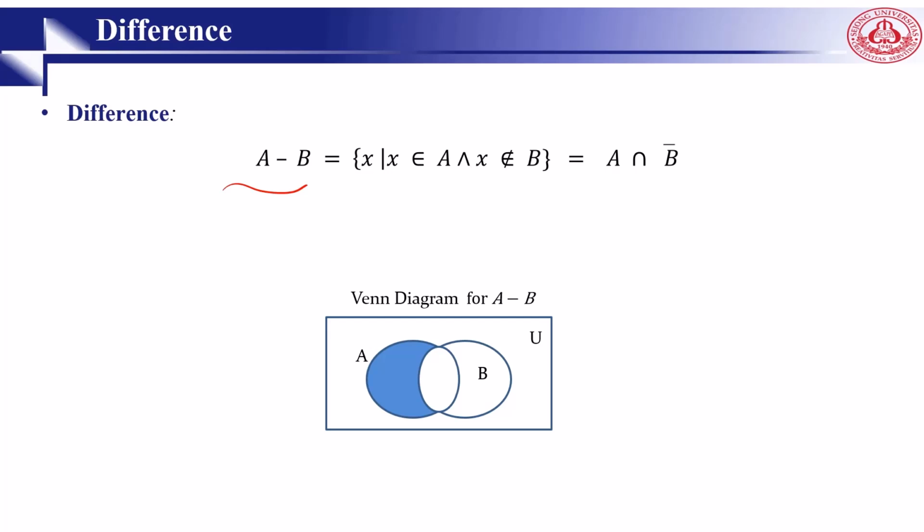Difference: the difference of A and B, which we show by A minus B, is the set containing the elements of A that are not available in B. Because there is a common part here, we have to exclude this part. Then we say x is in A and x is not in B. It means we can say A minus the intersection of A and B, or the intersection of A and not B.